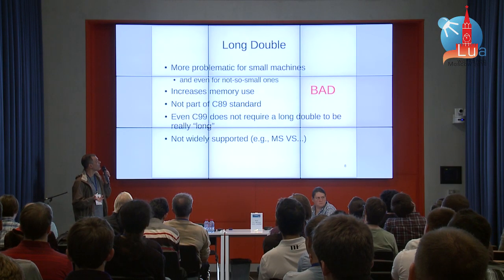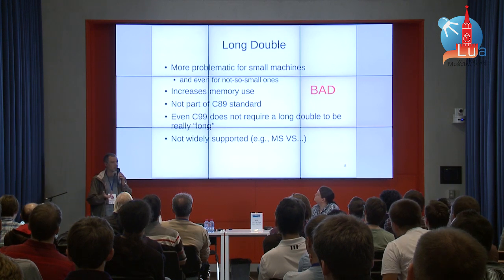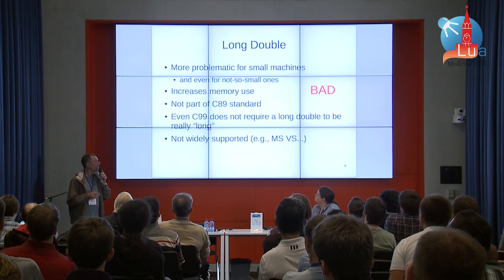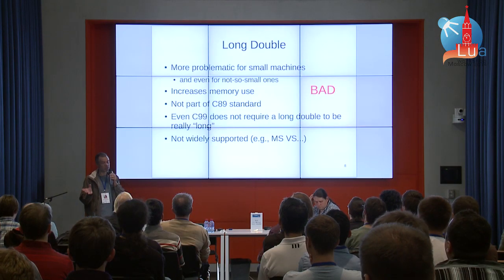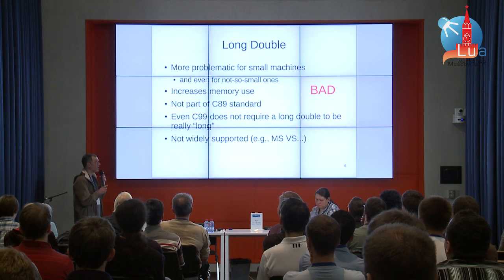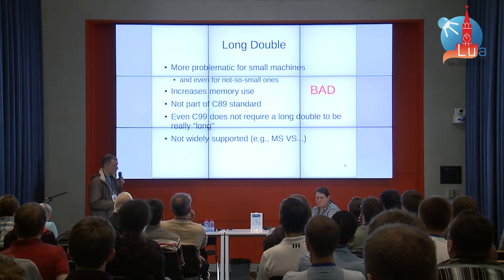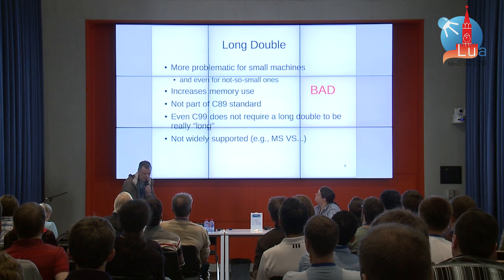And the worst part is that long double is not part of the C89 standard. And even in the new standard, the standard actually doesn't say that the long double must be larger than double. So for instance, Microsoft does have long doubles, but it implements them exactly like a double. And this is completely correct because the standard allowed that. So it's not a good option.